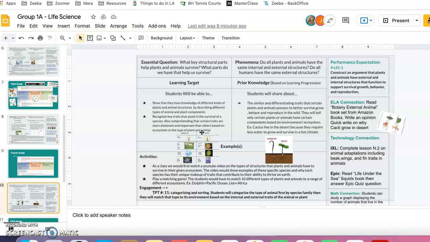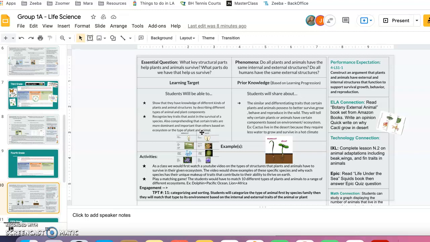Hopefully the students will share about similar and differentiating traits that certain plants and animals possess. For example, a plant in the rainforest is going to be much different than a plant or a cactus in the desert. A desert cactus is going to have less water, so that it's going to be able to internally, structurally hold water better than, let's say, a plant in the rainforest.